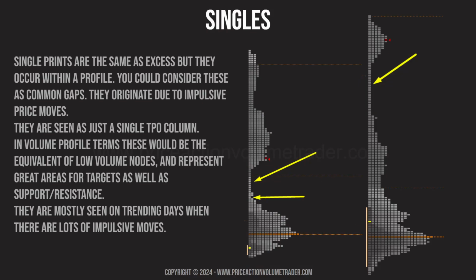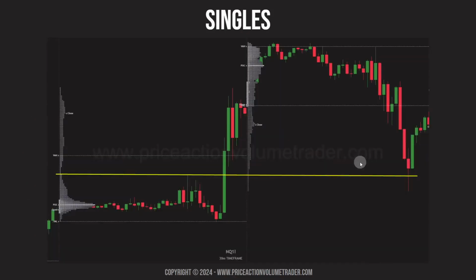So in this case, this level and this level would be important levels of support and resistance that we should be tracking in here. Okay, they are great areas for targets as well as areas for support and resistance. They're mostly seen on trending days when there are lots of impulsive moves.